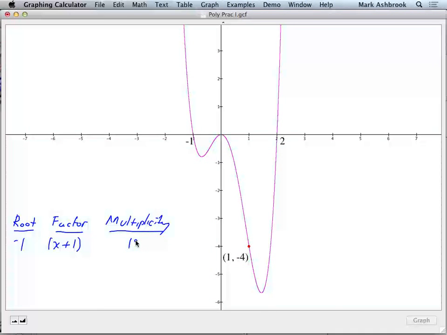Taz, you're up. Root of 2. Corresponding factor. X minus 2. Multiplicity. Agree? Cool. Byron. Did I just call on you? Yep. You're next on the list. So, what's left? Any more roots? 0. What's the factor? X. Multiplicity? 2. Okay, first attempt at writing it out.